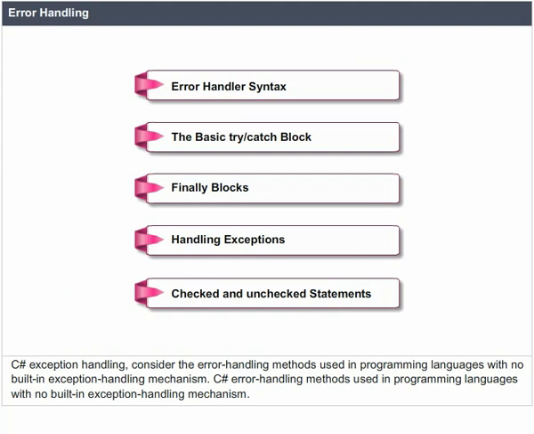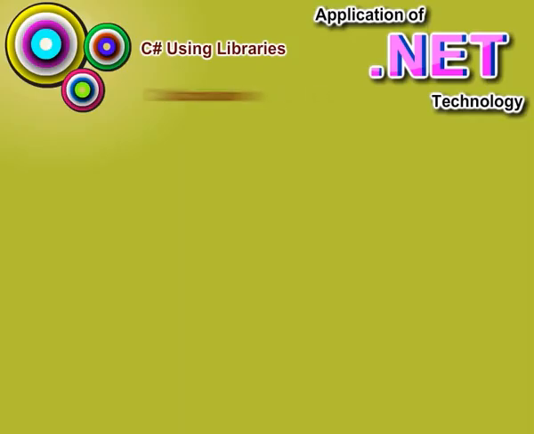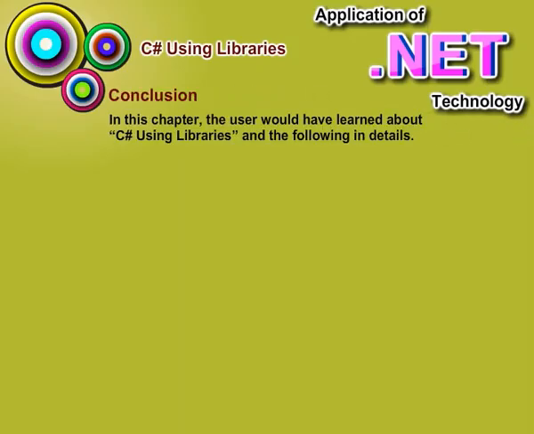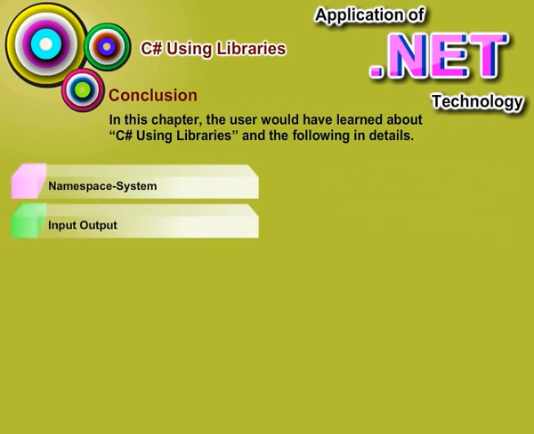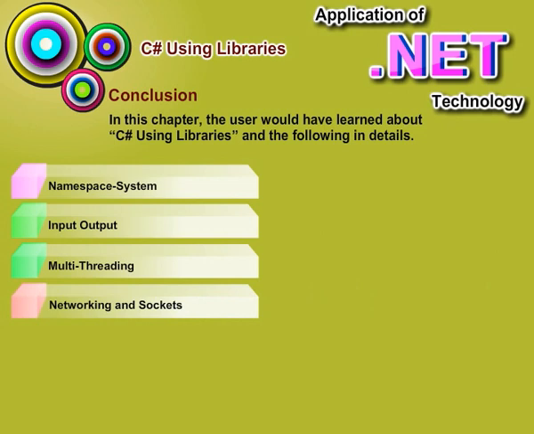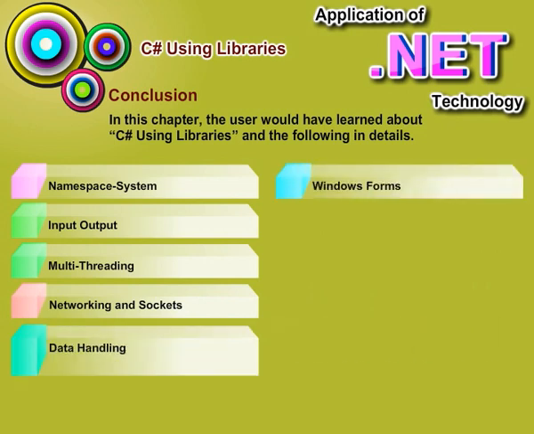Conclusion. In this chapter, the user would have learned about C# using libraries and the following in detail: namespace system, input-output, multithreading, networking and sockets, data handling, Windows forms, C# in web application, error handling.